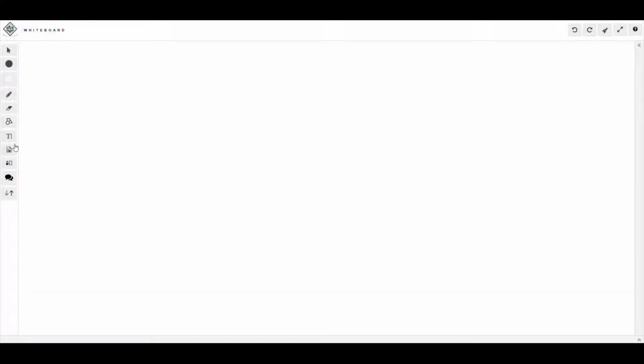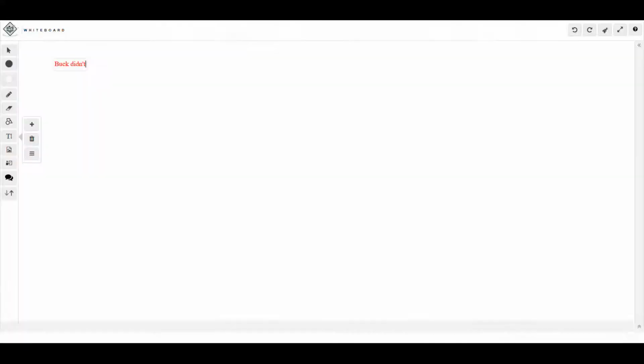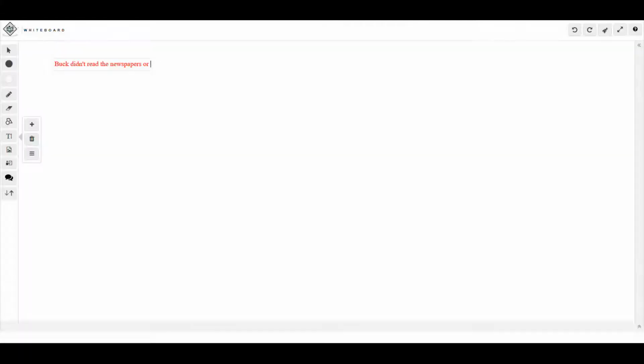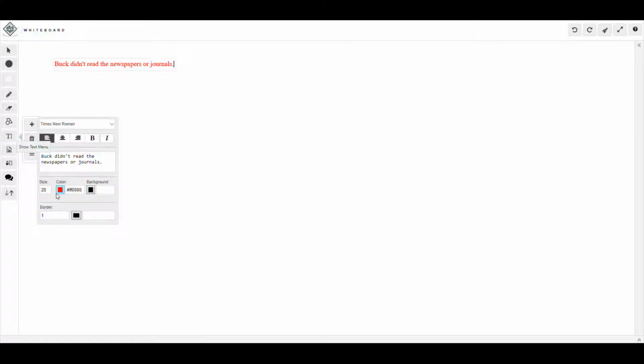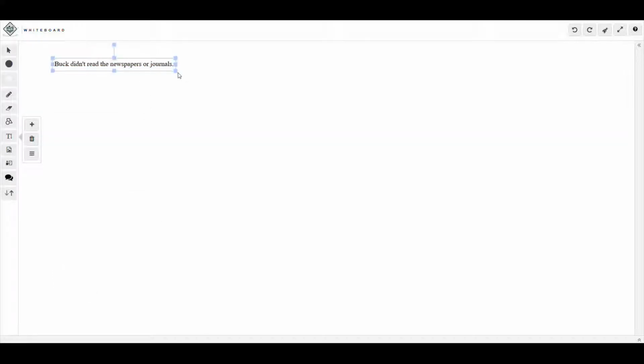Okay, so I'm going to have to type this over here so I'll have it. So I should have already had that done and I didn't. Okay, so Buck didn't, and I would paste and copy, but it won't let me for some reason. Buck didn't read the newspapers or journals. I just read this book. Is it or journals? Okay. And I cannot stand that to be read. It is just not good. Okay. Let's make it a hair bit bigger.